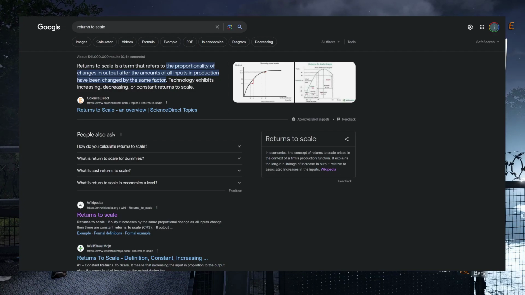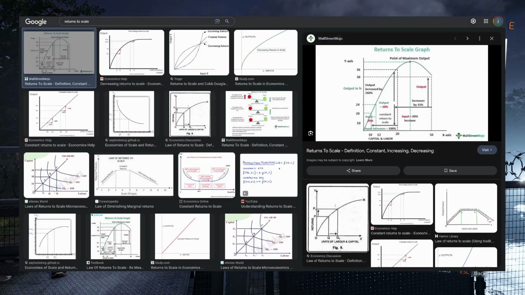And to first somewhat describe what returns to scale are, because it is an economic term, so you either know it or you don't, unless it's defined for you. It's a term that refers to the proportionality of changes in output after the amounts of all inputs in production have been changed by the same factor. Although actually this isn't the best description. Usually what it basically is, is the calculation at the point of scale. And scale is basically the final point of production.